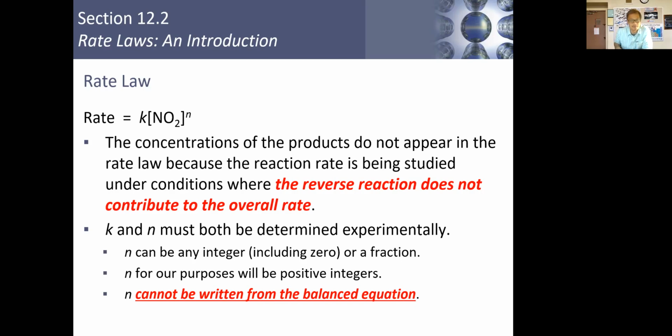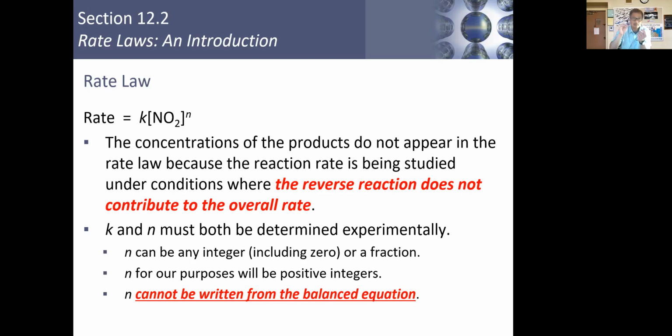However, the n in our term, the exponent n, does not necessarily relate to the coefficients, and neither does K. N could be related to the coefficients in what we call unimolecular reactions, and we'll talk about unimolecular reactions towards the end of this chapter. But most reactions are not unimolecular reactions, and therefore we cannot assume that N, our exponent here, is taken from the balanced equation.